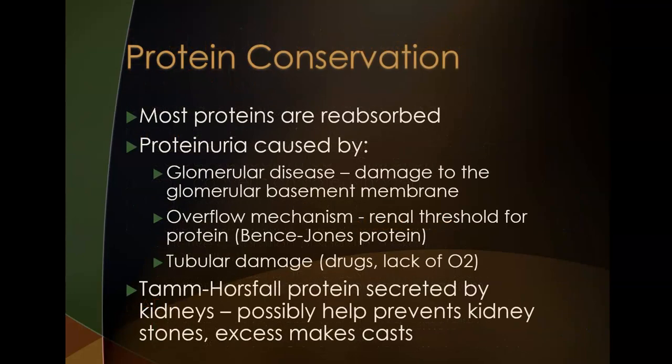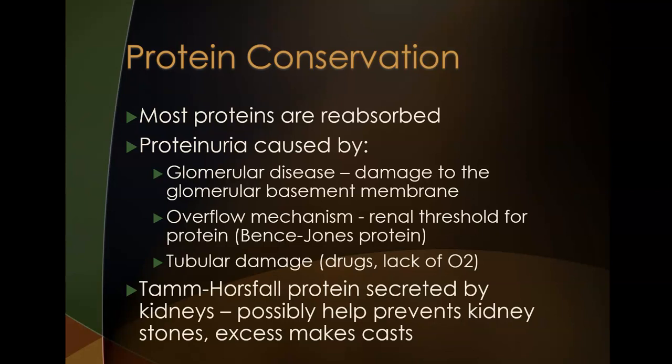All right, let's talk a little about protein conservation. So most proteins that are less than 70,000 Daltons, of course, are reabsorbed. The ones that are greater than 70,000 Daltons, of course, shouldn't even be filtered. Okay, so what would cause proteinuria? Glomerular disease, so any damage to the glomerular basement membrane. Because it's damaged, bigger molecules, like the bigger proteins, can make it through into the filtrate, and then there's not a system to reclaim them because they're not supposed to be there.